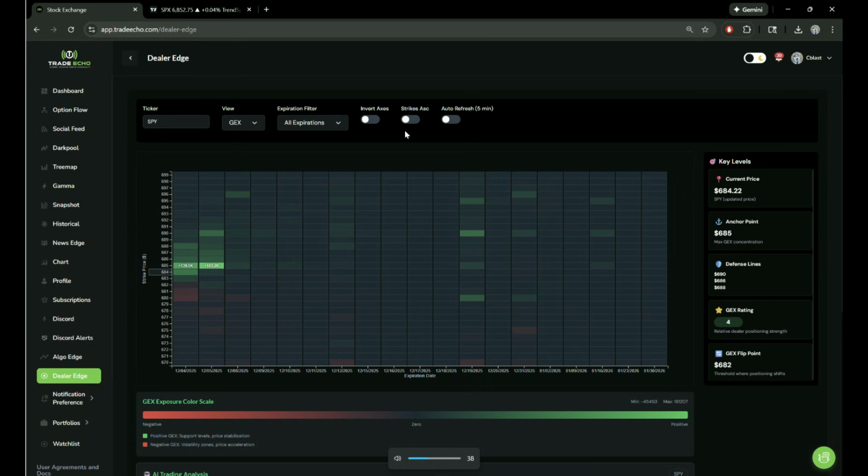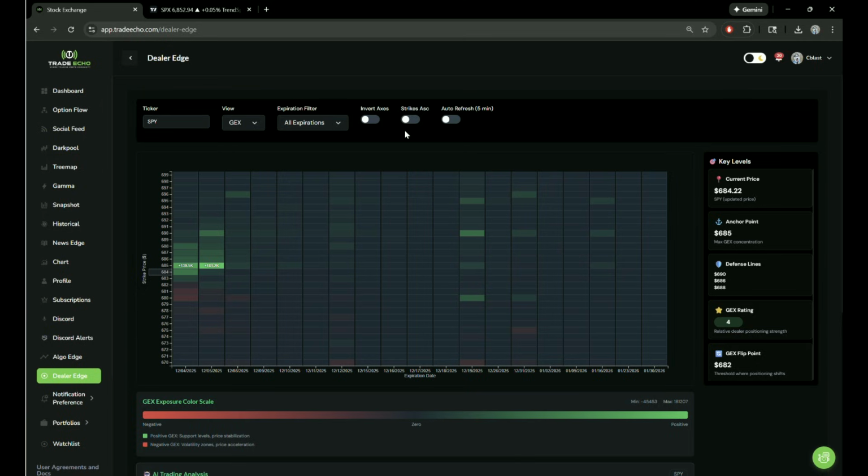When dealers hedge, they buy or sell the underlying stock, and that flow creates support, resistance, and volatility patterns you can track in real time. By reading gamma exposure correctly, you can identify where price wants to gravitate, where volatility is likely to expand, and which levels matter most for your next trade.